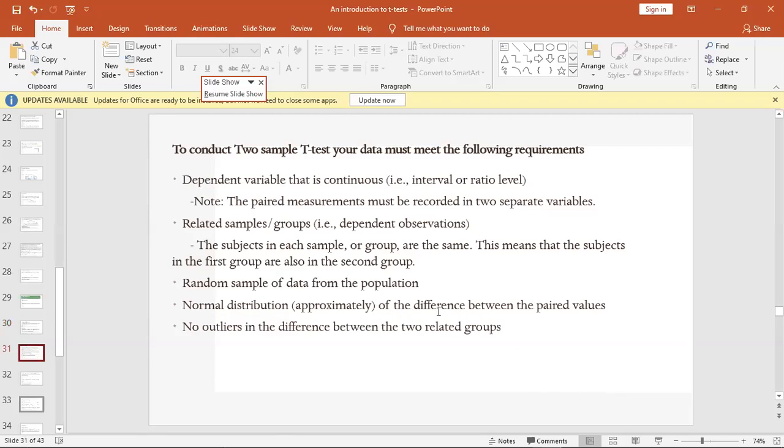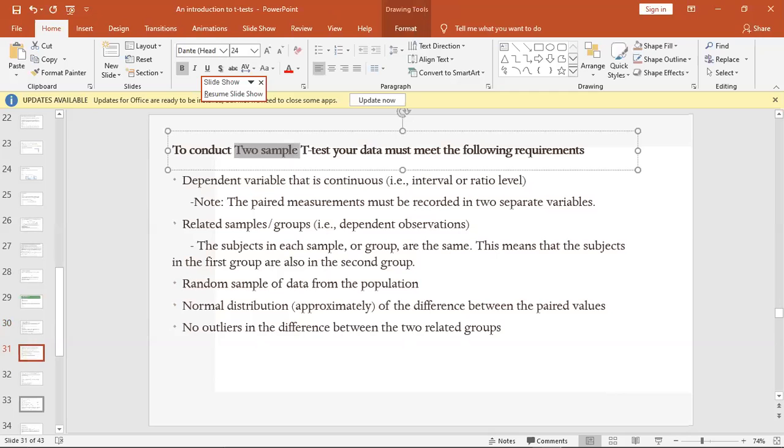Sorry, this is not the two sample t-test, this should be paired sample t-test, right? Sorry, I have written it the wrong way, this should be paired sample t-test.